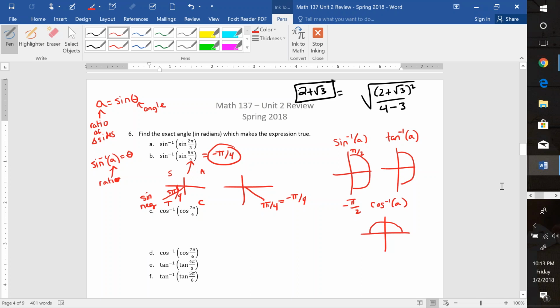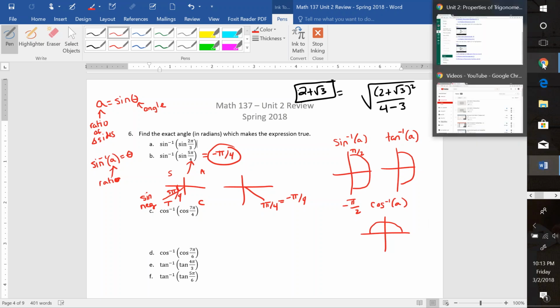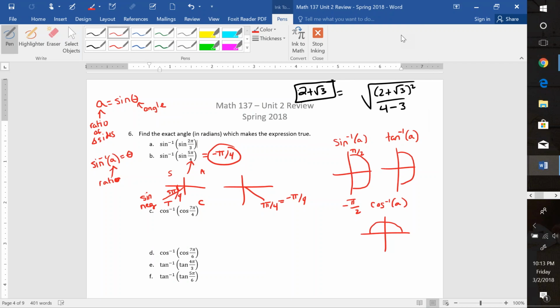All right, so we're going to try a cosine one and also a tangent one before we move on from this. So give me just a second.